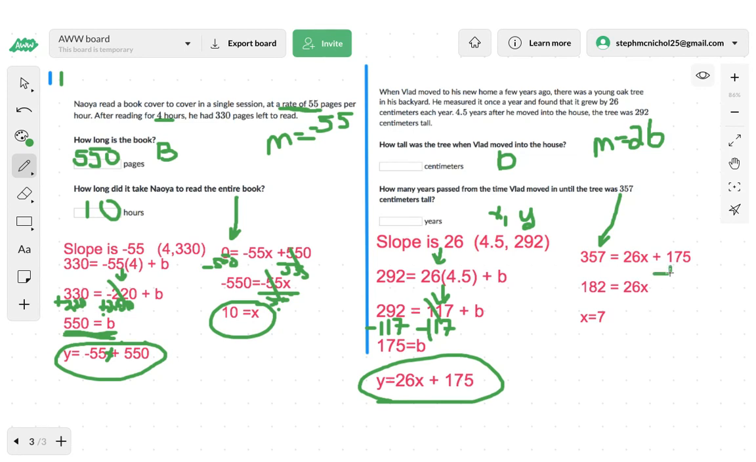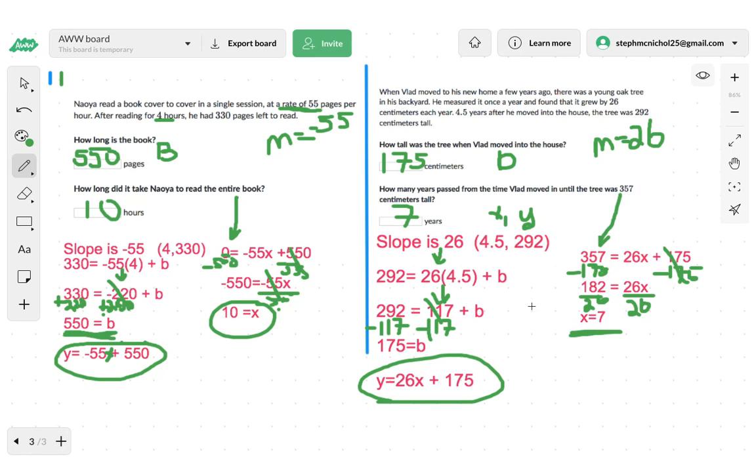So I'm going to subtract 175 on both sides. Okay, 357 minus 175 gives you 182. And then I'm going to divide by 26 because this is attached by multiplication. And my final answer is going to be at 7 years, the tree will be 357. So this is 7 years. And how tall is the tree? This will be 175.